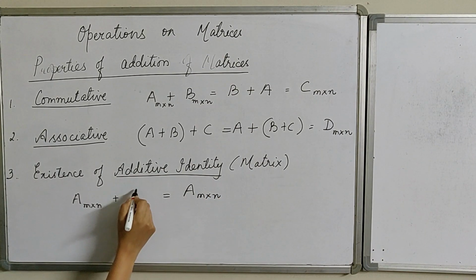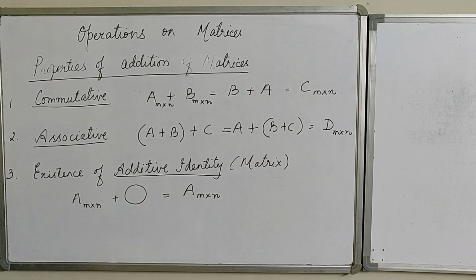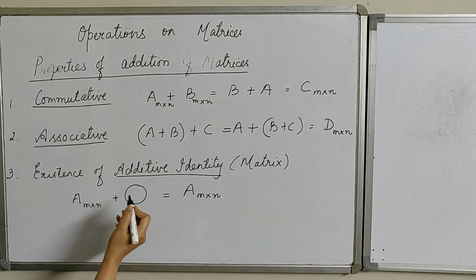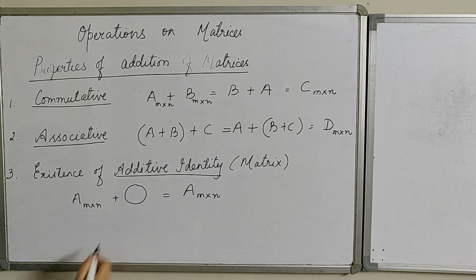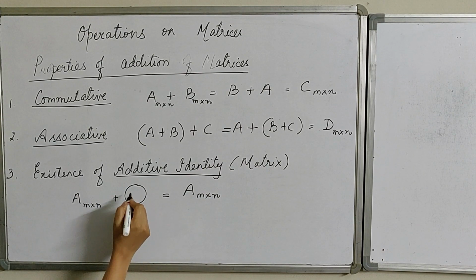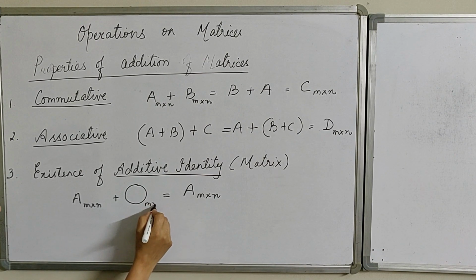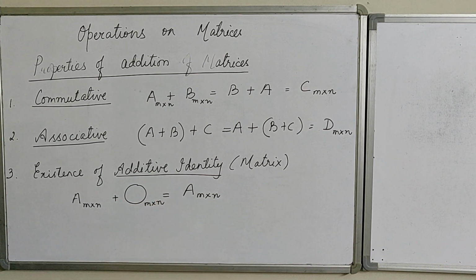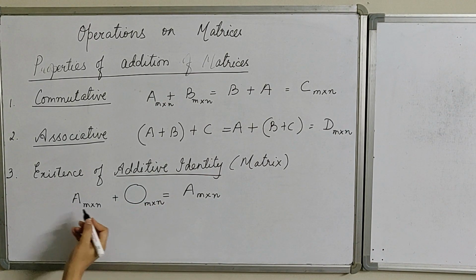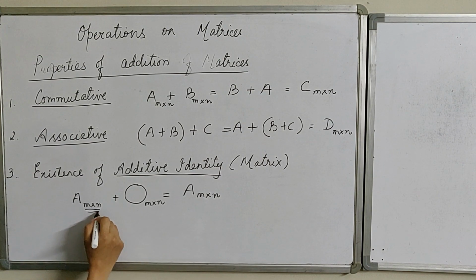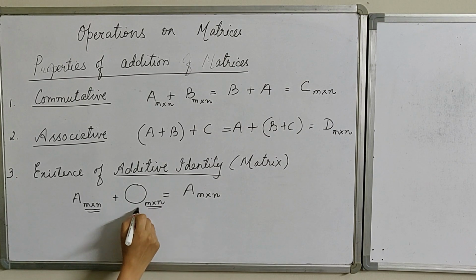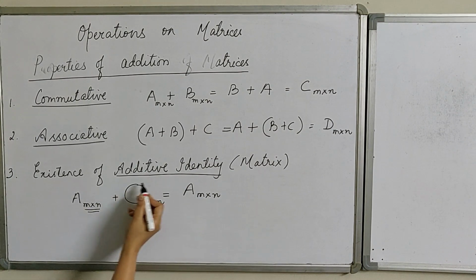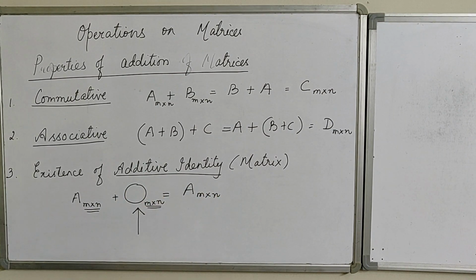So what we should add here is a 0 matrix. So this is not the numeral 0, this is the 0 matrix, the English alphabet O, and this 0 matrix is also of the same order m by n, which clearly indicates that addition is only possible when the two matrices have the same order. So this zero matrix is known as the additive identity matrix.